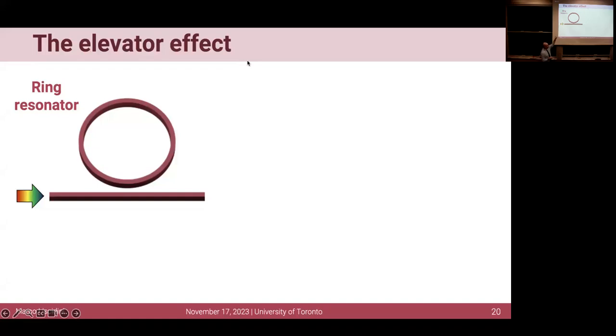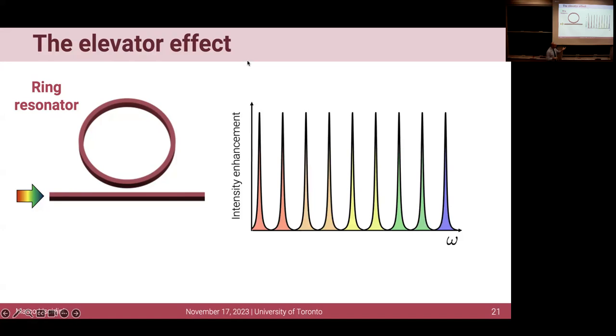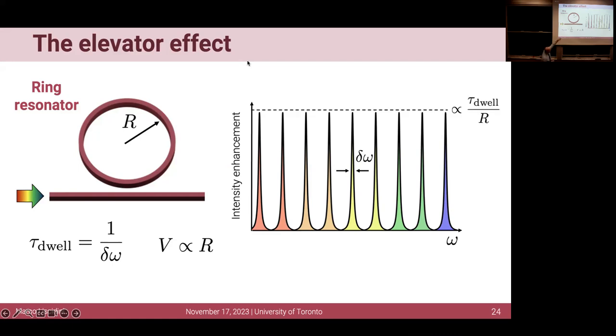Of course, it's an interference effect. It depends on the frequency. So this particular intensity build-up inside the ring will happen only at specific frequencies. And in particular, you can link the width of these resonances to the dwelling time of the light in the resonator. So we have the time in the elevator, if you want. And then the radius of the ring will be the size of my elevator. So if I take a sufficiently small ring and I have a sufficiently narrow resonance, I can boost up the situation. In fact, the maximum field and intensity enhancement is indeed proportional to this ratio, tau_well divided by R.